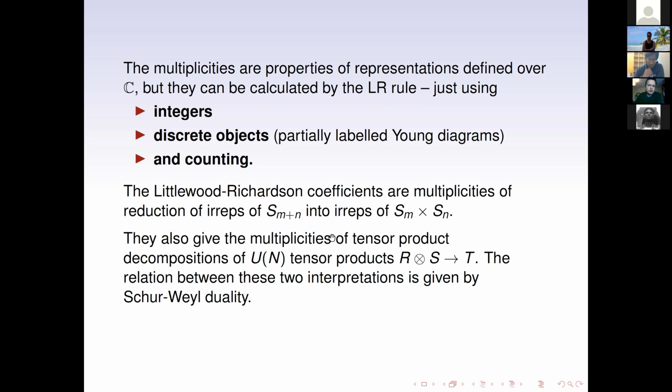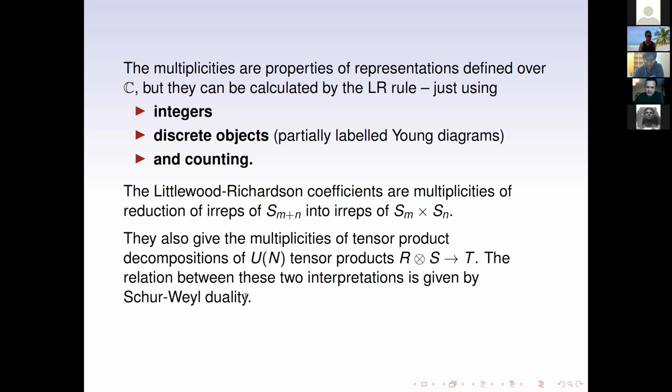We in physics usually first encounter Littlewood Richardson in the context of tensor products of U(N) representations: how many times does this third representation appear in the tensor product? These two are related by something called Schur-Weyl duality, which is a theorem that generally relates continuous group representation properties to discrete groups.